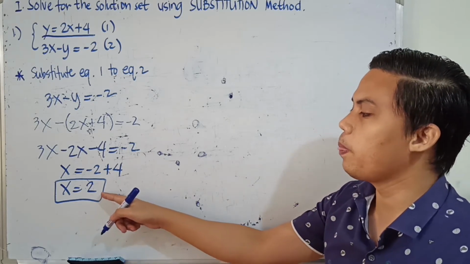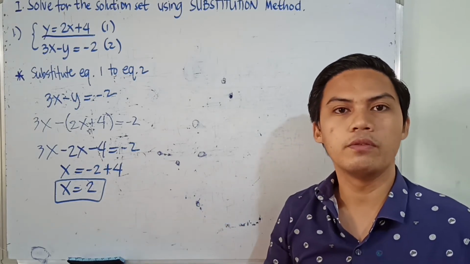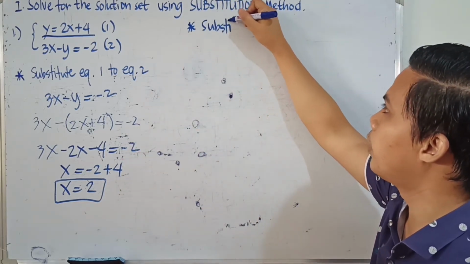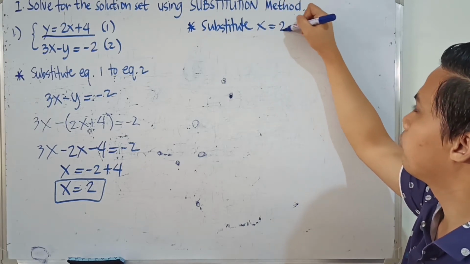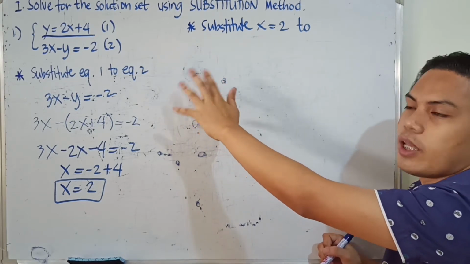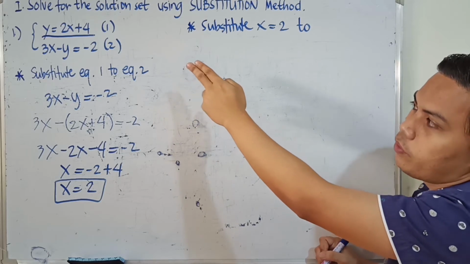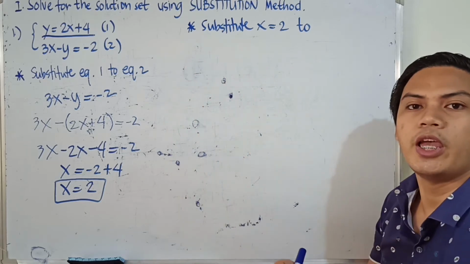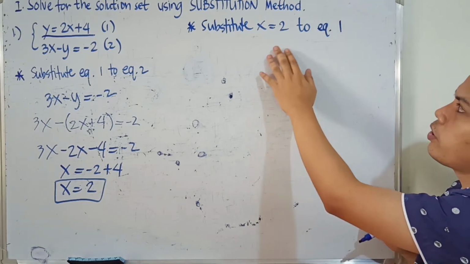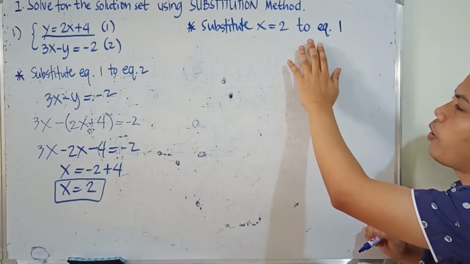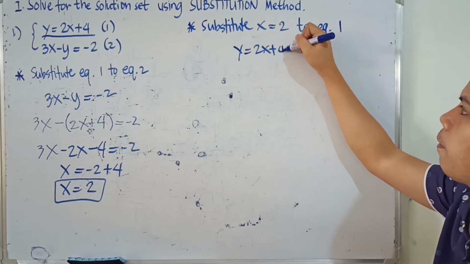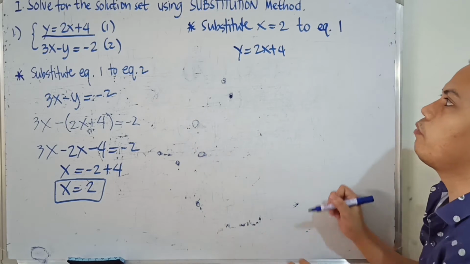Since we have the value of x, this time we're going to get the value of y. The value of x, we're going to substitute this one. It depends on you. You can substitute it in equation 1 or you can also substitute it in equation number 2. For me, it would be convenient if I substitute it in equation number 1. Substitute x is equal to 2 into equation 1. So we have y is equal to 2x plus 4. This is equation number 1, from our original given.